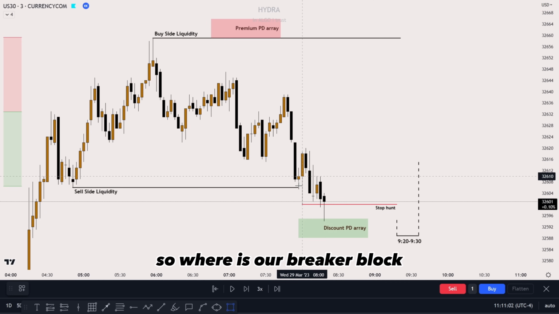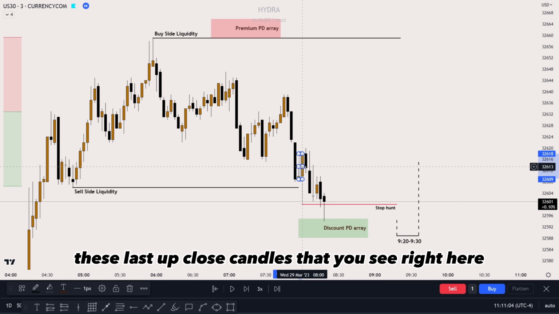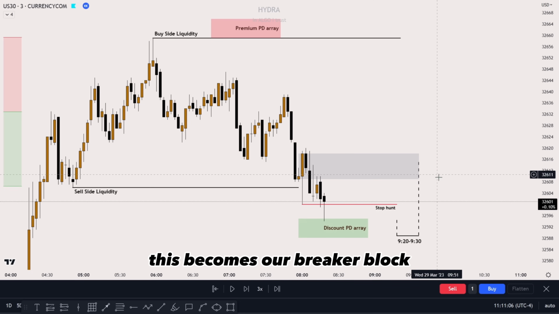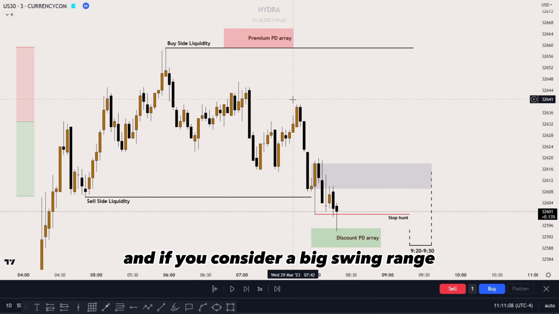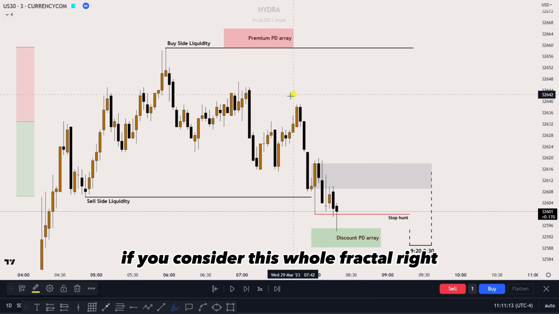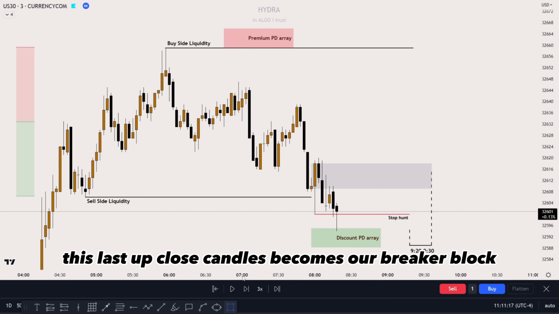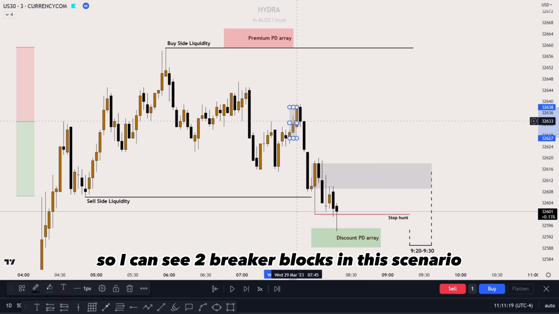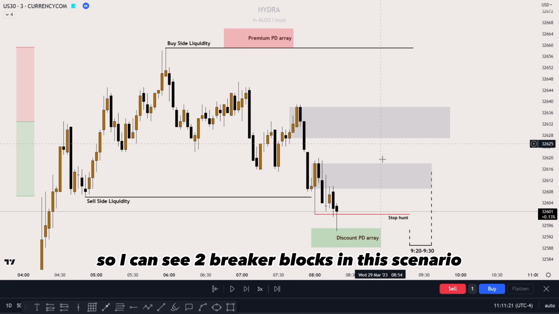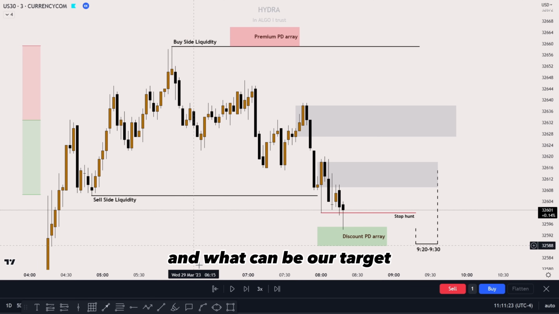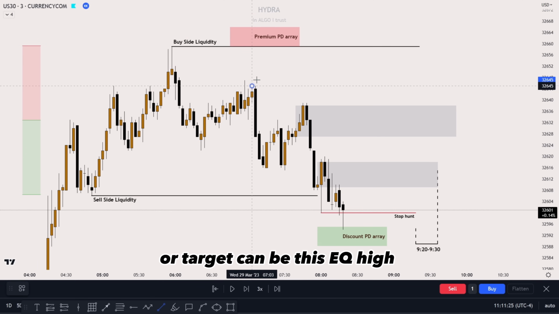So where is our breaker block? These last up close candles that you see right here, this becomes our breaker block. And if you consider a big swing range, if you consider this whole fractal, these last up close candles become our breaker block. So I can see two breaker blocks in this example. And what can be our target? Our target can be these relative equal highs, right?